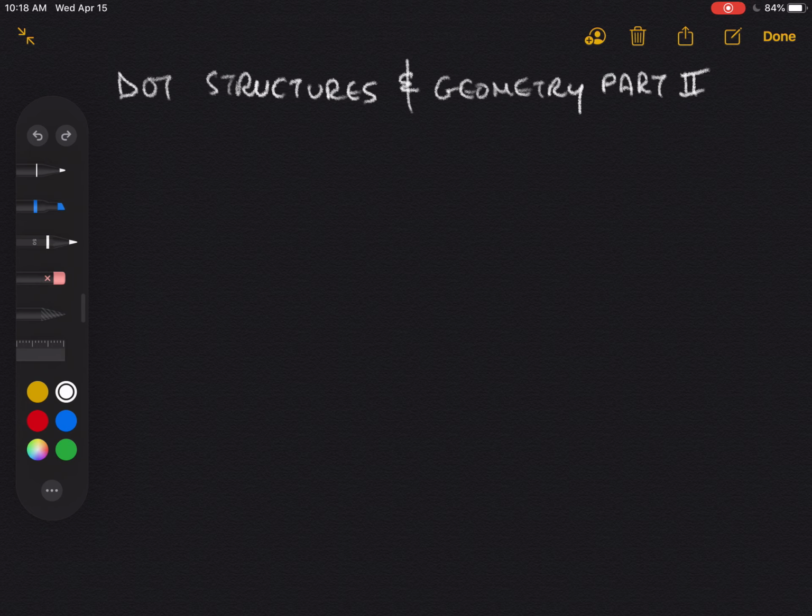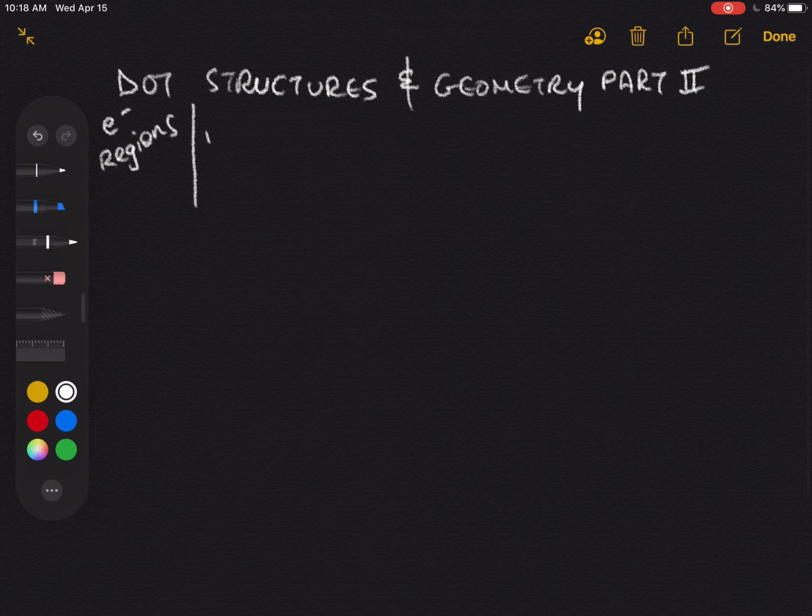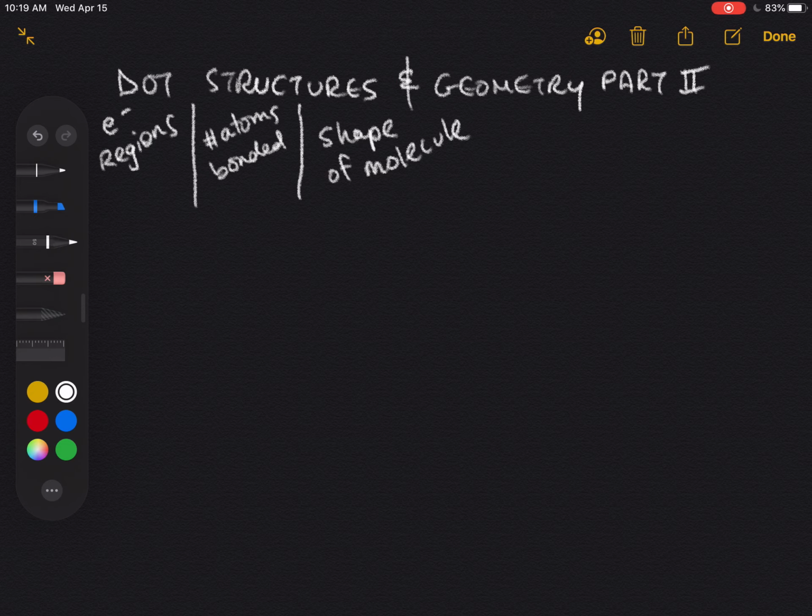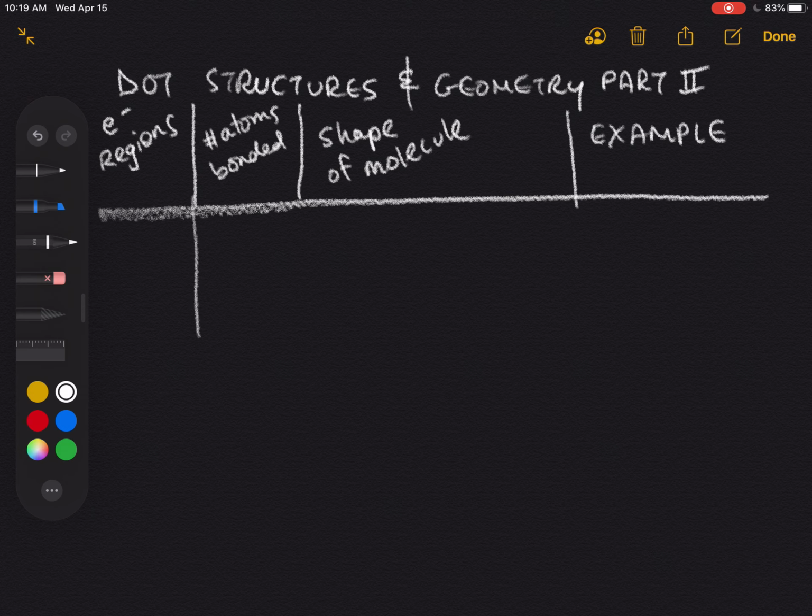So first thing we're going to consider is how many electron regions a molecule has. Next, we'll consider the number of atoms bonded. Then we need to identify the shape of the molecule, and I'll draw that out as part of this. And then over here we need to look at an example of a molecule that would have that shape.